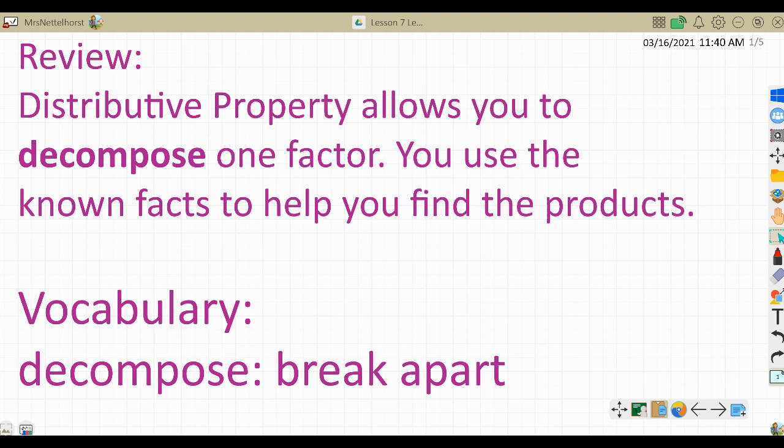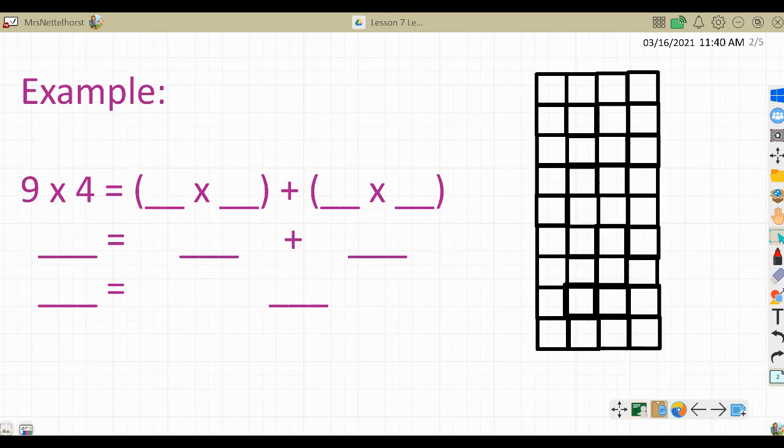So let's take a look at an example of decomposing. We've already done this. So let's take a look. So here's my example. I have a 9x4 array over here, and then I've already set up the problem that 9 times 4 is the same as two numbers multiplied plus two numbers multiplied. So what I'm going to do is take my bigger factor, because that's how I like to do it. I take the bigger factor and I break it into two numbers, one being a friendly number. 5 is a friendly number because it's easy to multiply by 5.